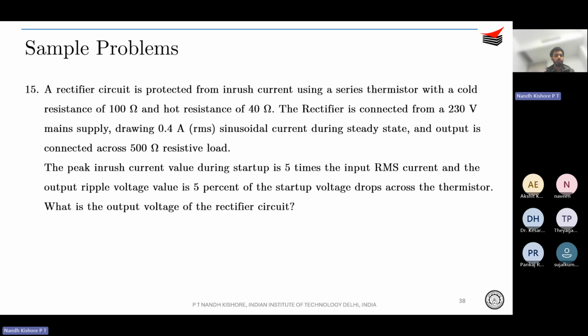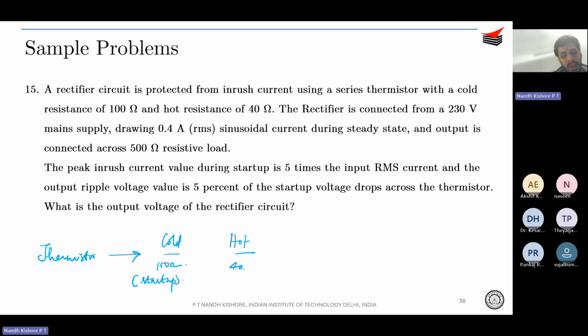The rectifier circuit is protected from inrush current using a series thermistor with a cold resistance of 100 ohms and a hot resistance of 40 ohms. If they tell you a thermistor has a cold resistance of 100 ohm and hot resistance of 40 ohms, the cold resistance of 100 ohm is during startup to limit the inrush current, and the hot resistance of 40 ohm is during steady state. You would know that from the lecture slides as well.